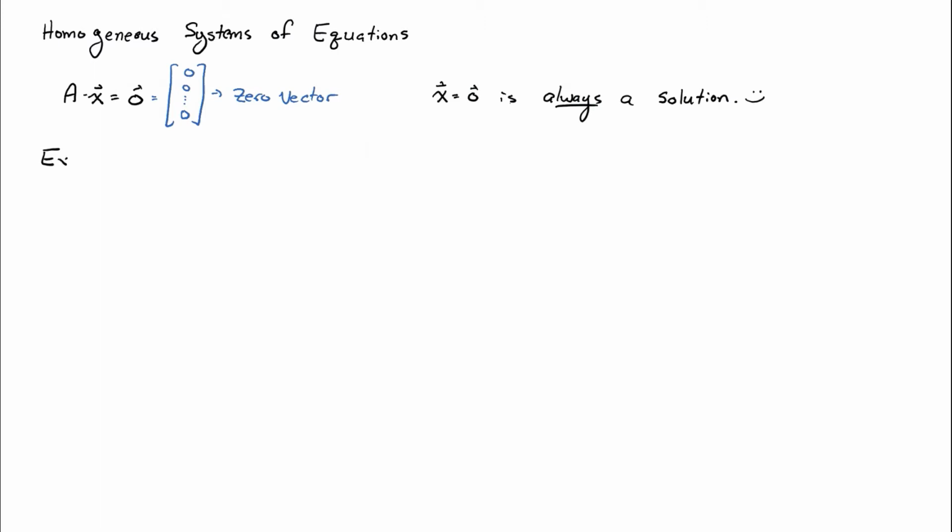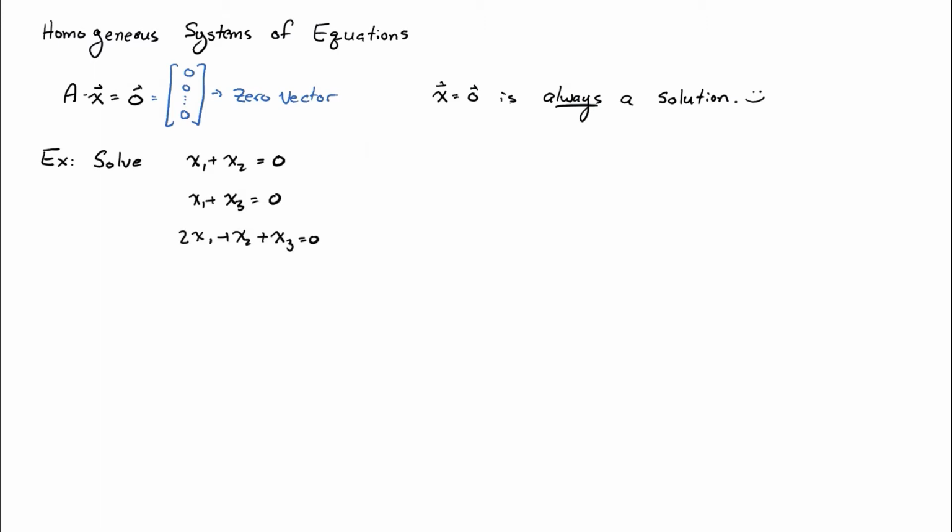A system is homogeneous if all the solutions are equal to 0. So AX equals 0, where 0 is a vector with all zeros. This is called the zero vector. You should be able to see a solution right away. X equals 0 is a solution. Don't overthink things. Let's do an example.